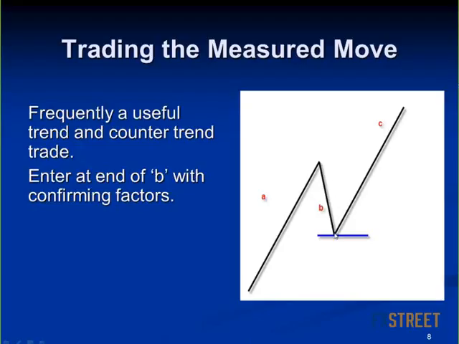Now, quite conveniently, what we very often find is that if we were to put a fib grid on the extremities of the A move, bottom to top, we very often find that the B move comes to an end at one of those Fibonacci points. And that helps us identify that reversal point of B.